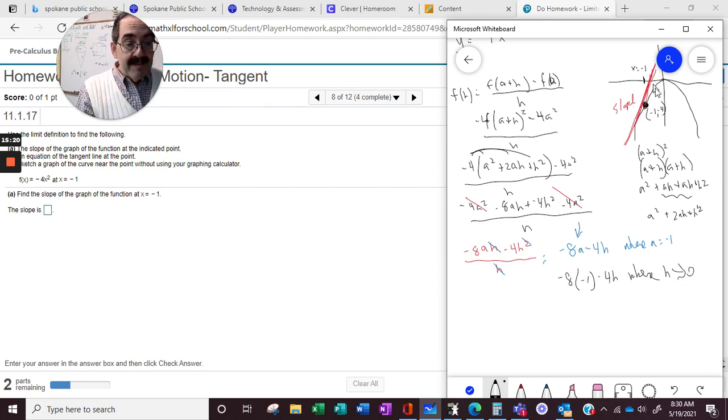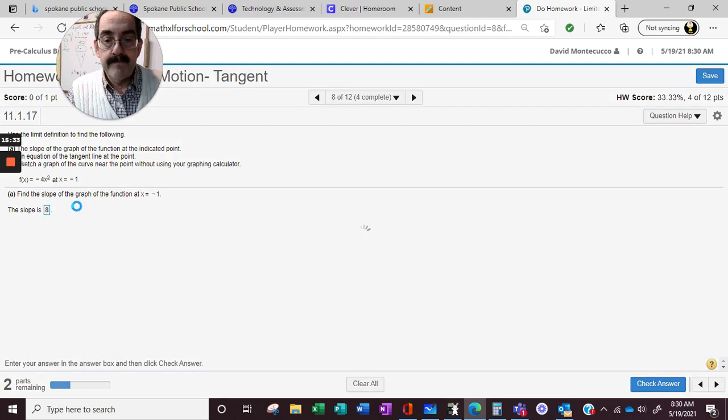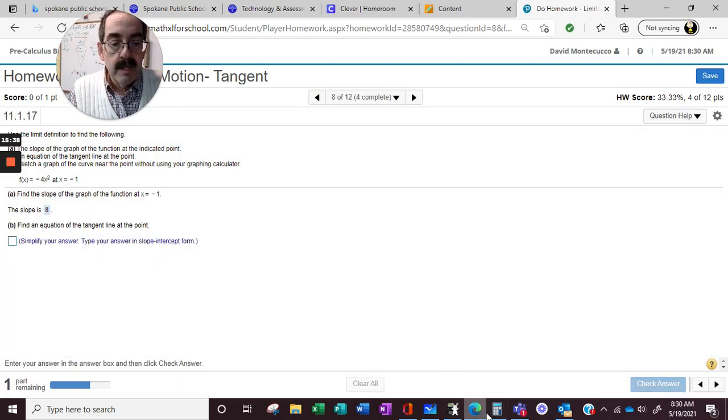We want to know nothing. We don't want to know on either side. We want to know right at that point. So that goes away. Negative times a negative is a positive, so our slope is 8. Let's just check that before we go on. 8. Perfect. Now we need the equation of the line.